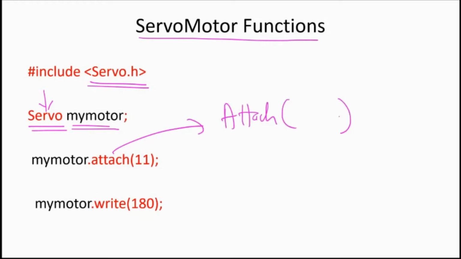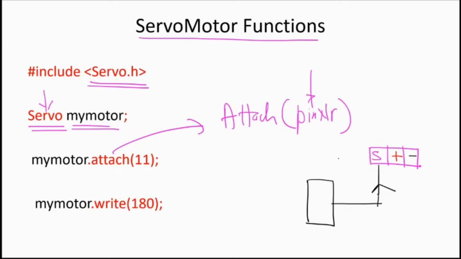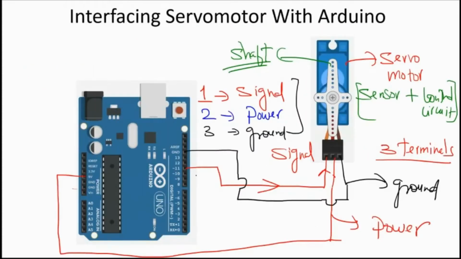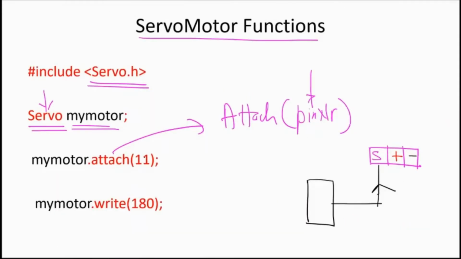This attach expects the pin number where you have connected the signal. You have 3 terminals here. The first one is the signal, the second one is the power supply line, the third one is the ground line, isn't it? So this signal line, which pin of Arduino is connected to this signal line? In our example, we have connected this to 11th pin. So this pin number we pass it on here. So myMotor.attach means I am connecting the 11th pin of my Arduino to the signal input of my motor. So attach means we are attaching the pin of Arduino.